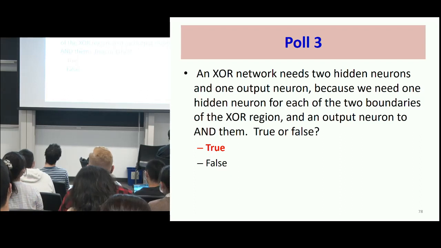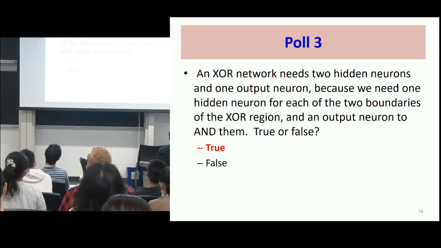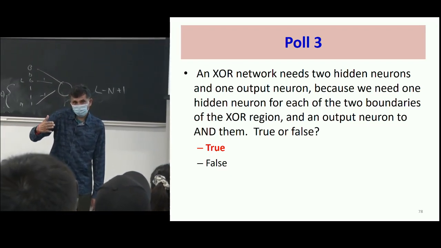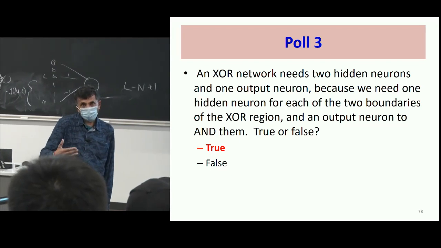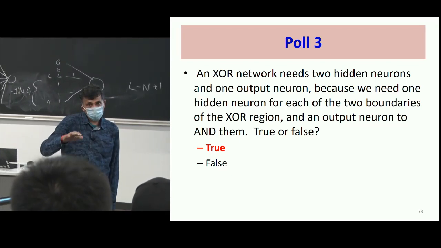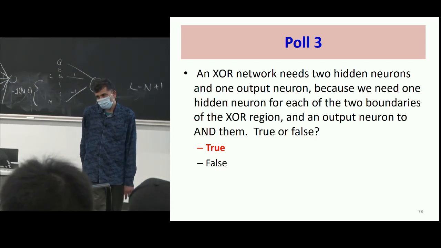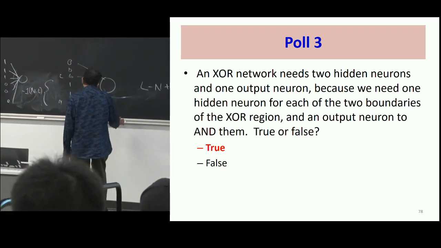So we said an XOR network needs 2 hidden neurons and 1 output neuron because we need 1 hidden neuron for each of the 2 boundaries and to OR it. That's why we needed the specific structure that we have, right? I have a question. Isn't it that you just showed us there's a 2 neuron structure? Tell me, can you guess how that happened?